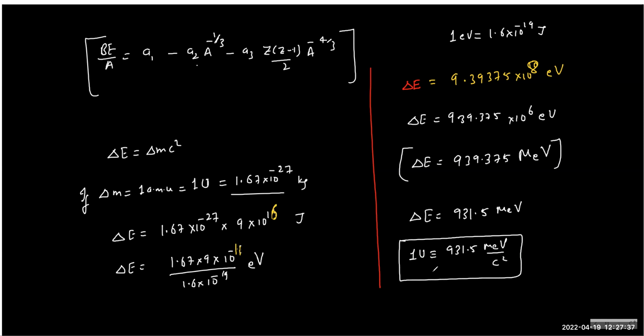And why is this important? So if you know the mass defect, 1 U is this much. So any value of mass defect in AMU, if multiplied with 931.5, will give you the answer in mega electron volt directly. You could just calculate the mass defect and multiply with 931.5. That will give the energy release in mega electron volt. Okay. So just keep this in mind. This value is very important.